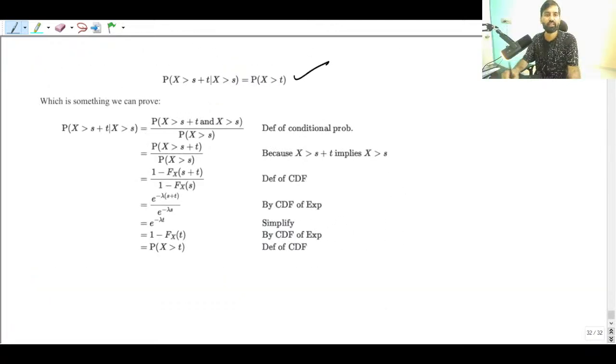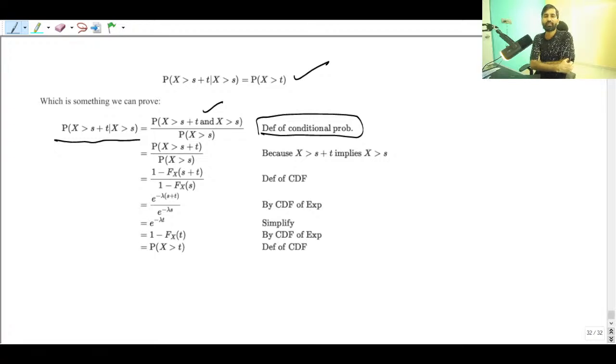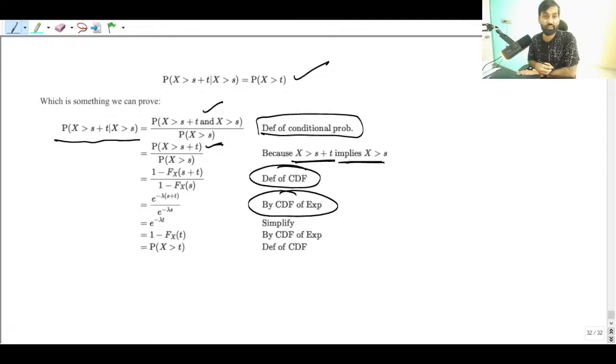So this is the situation, and then from the definition of conditional probability, this is the joint and total definition of conditional probability. Here also they have mentioned the comment, and then see, because x greater than s plus t implies x greater than s only. And this is the definition of CDF we have applied, and then the CDF of exponential definition you have applied here, and then we can simplify and you will get the result here. That is the definition of CDF. Done.